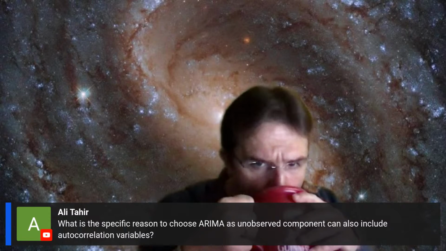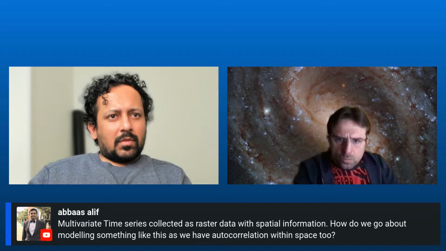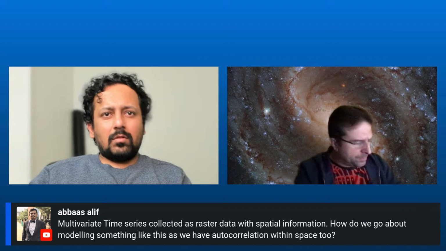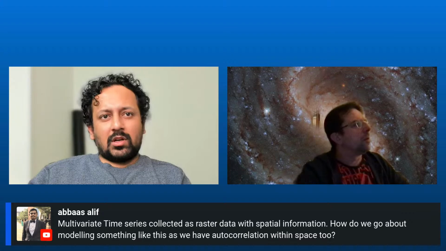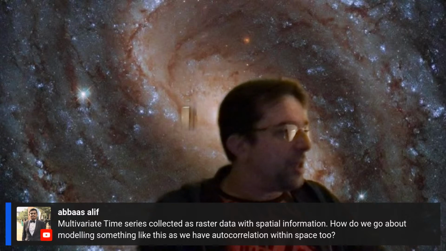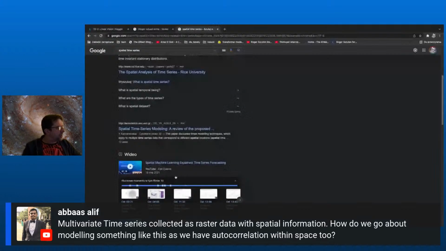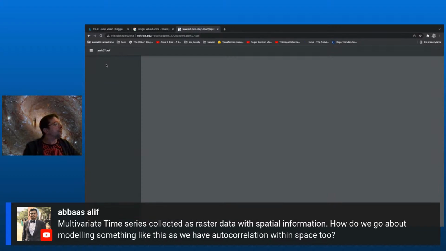So this question says multivariate time series collected as raster data with spatial information. So how do we go about modeling something like this, as we have autocorrelation within space too? Go for spatial time series, or more specifically, what's the phrase? Yeah. That's probably a good start.